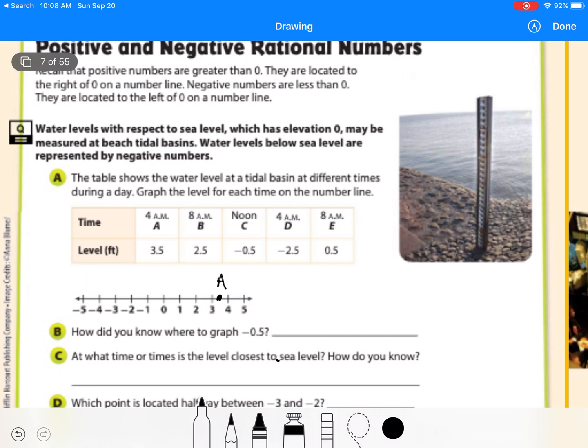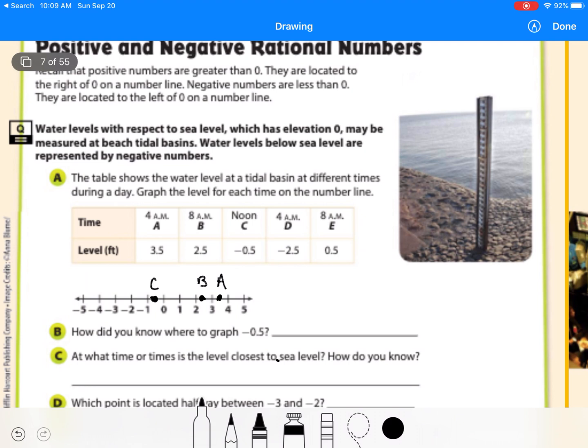Then B is a positive 2.5. So we're going to start at 0 and go right 2. And it's going to be right in the middle of 2 and 3. Again, my 0.5 decimal is the same as 1/2. C is negative 0.5. So since it's negative, we go left. So we start at 0 and we just go halfway between 0 and 1. So you plot your point right there and you label it as C.